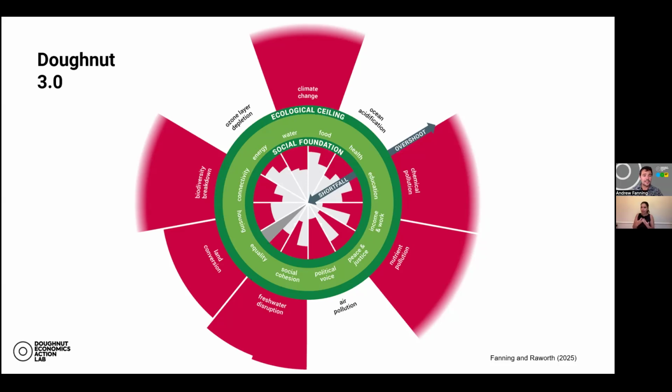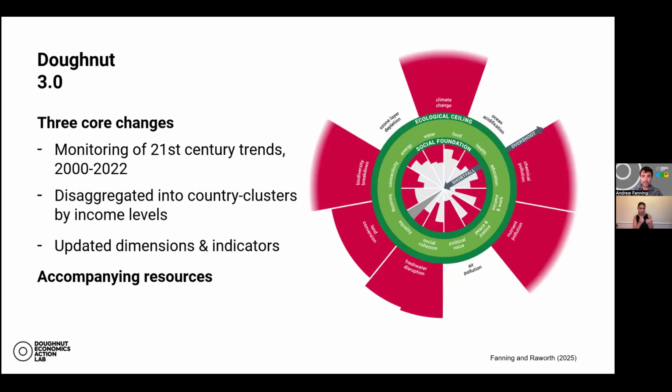So I just mentioned the core issue is that we're falling far short, and in the donut we want to be in that green space. What I'd like to present, very quickly, are three core changes that we made under the hood in terms of the data, the metrics, and the indicators: monitoring 21st century changes, disaggregating into country clusters by income level, so recognizing inequalities that can be masked by the global aggregates, and, as Kate just started to mention, updating some of the dimensions and the indicators. Those are the core changes, but we've also tried to make these results as widely accessible as we can through some accompanying resources that I'll share in a moment.